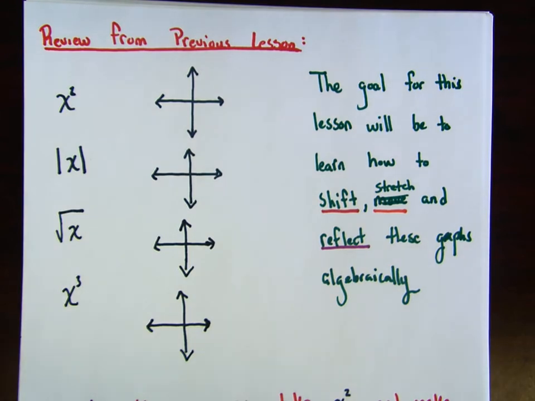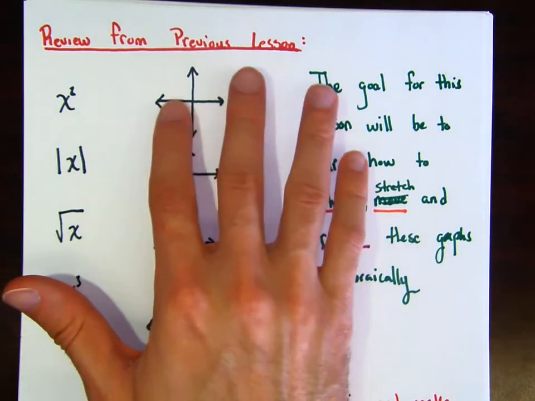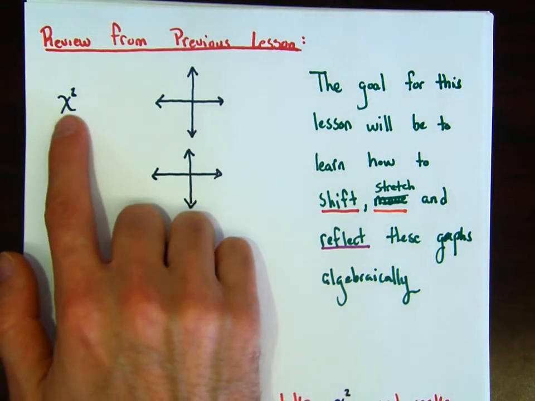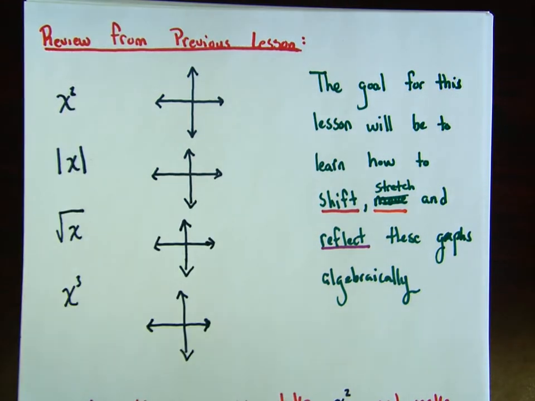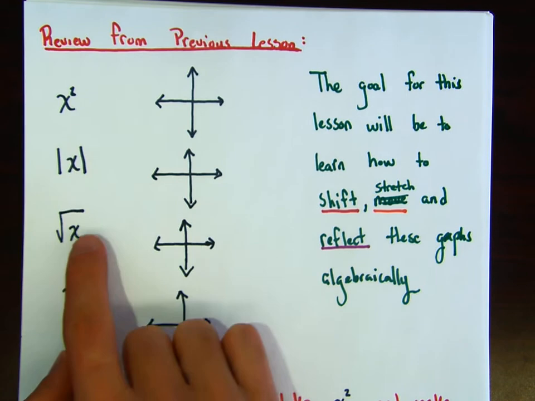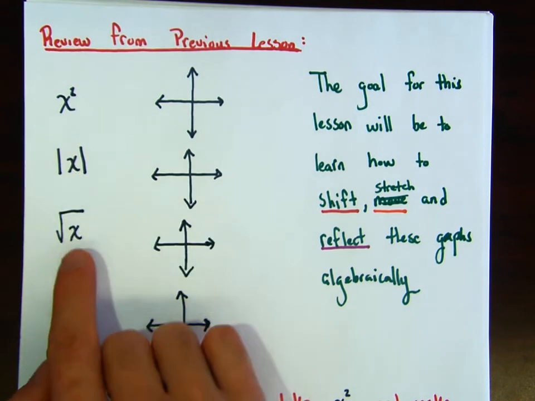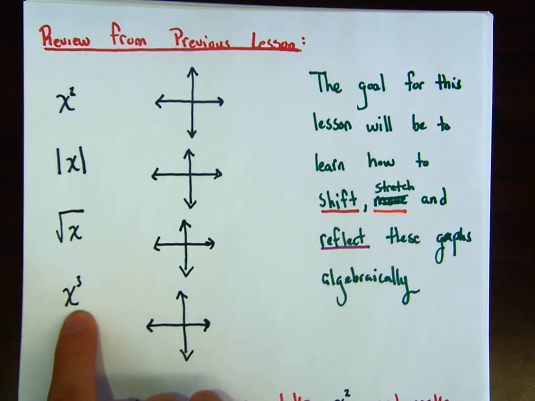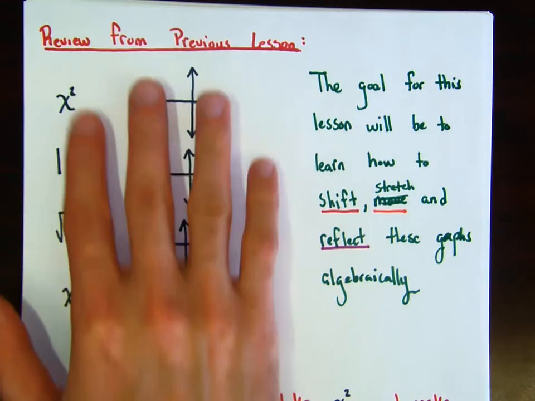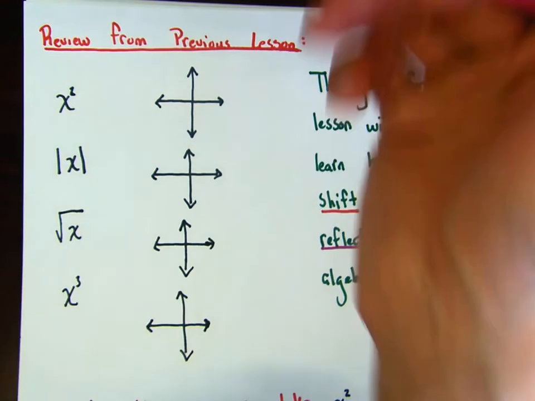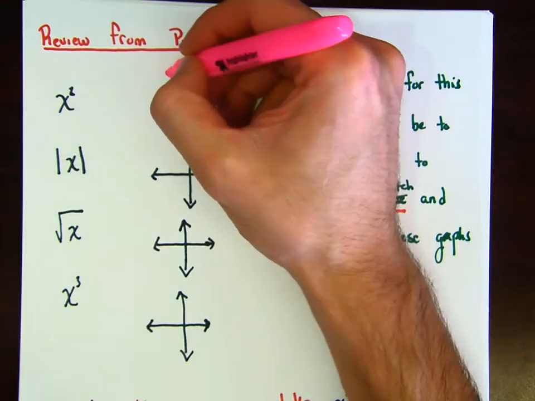So what I'd like you to do first, as a review, have this down: what does x squared look like? Right? What does square root x look like? What does absolute value x look like? Square root x, and x cubed. What do these graphs look like? Take a second, pause the video, and draw them out. Right? You know, for x squared.